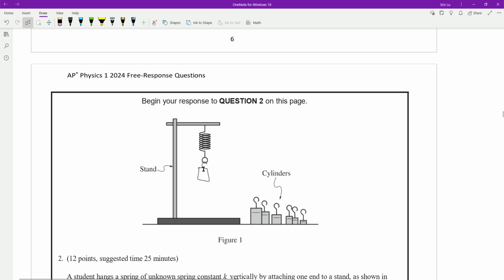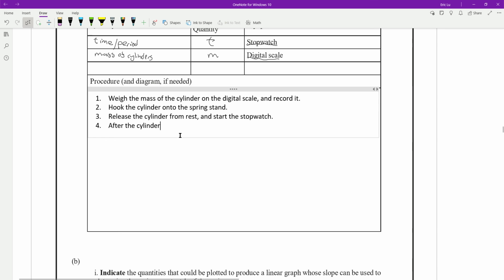And when do we know the period ends? It's when the cylinder comes back to its original position at its maximum height. So after the cylinder reaches its maximum height again, stop the stopwatch.